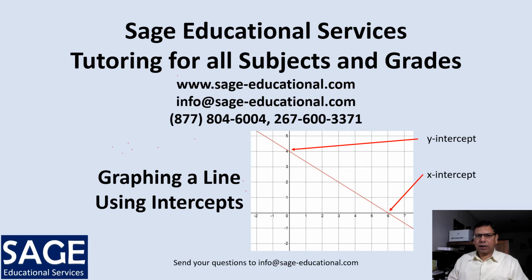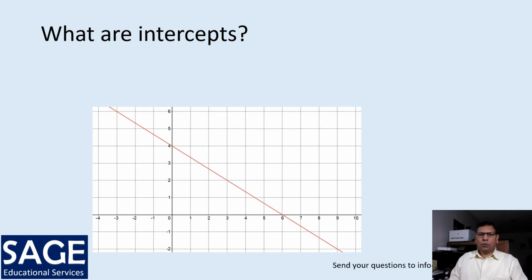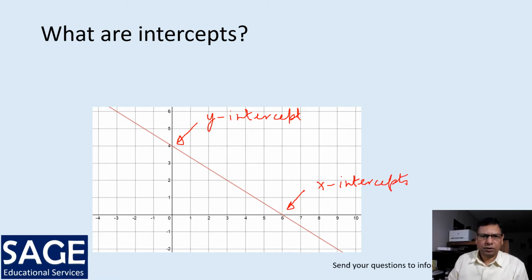In this video, we will see how we can graph a line using intercepts. So what are intercepts? These are points where a line crosses the axes. This point right here where the line is crossing the y-axis is the y-intercept. And this point where the line is crossing the x-axis is the x-intercept. So intercepts are points where a line crosses the two axes.